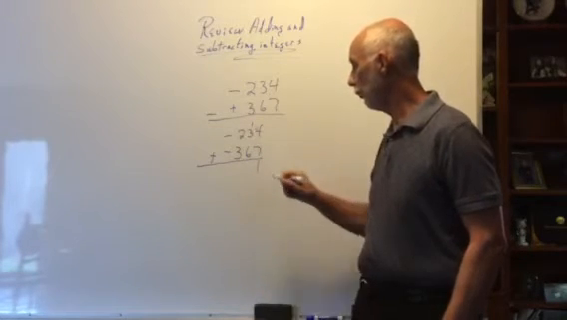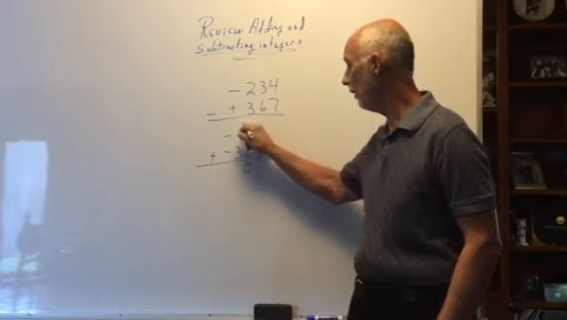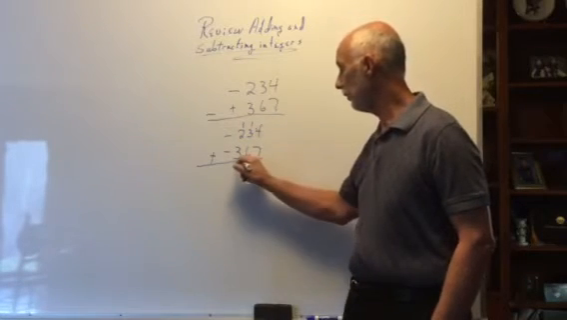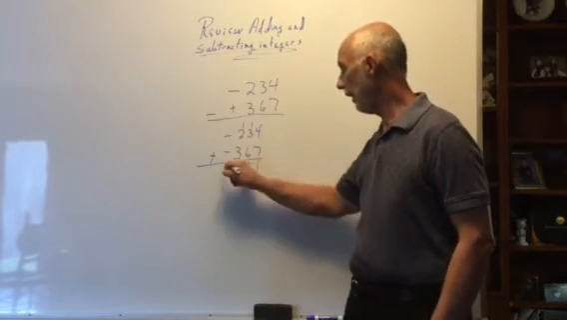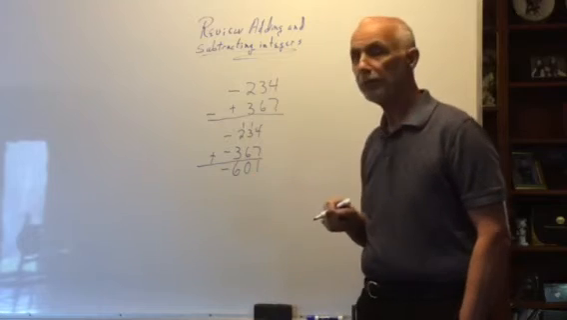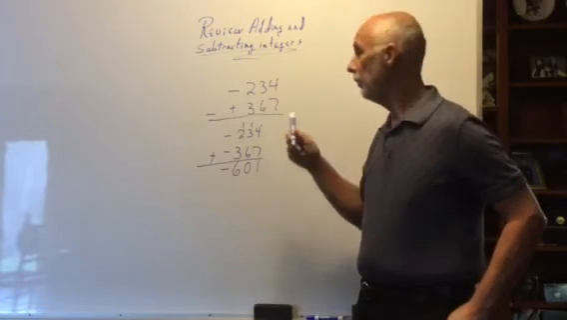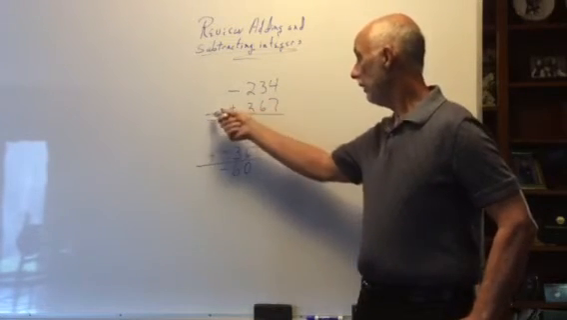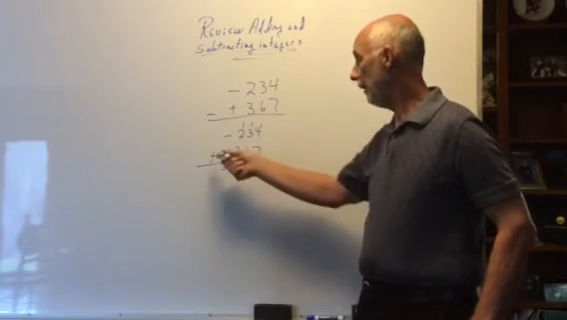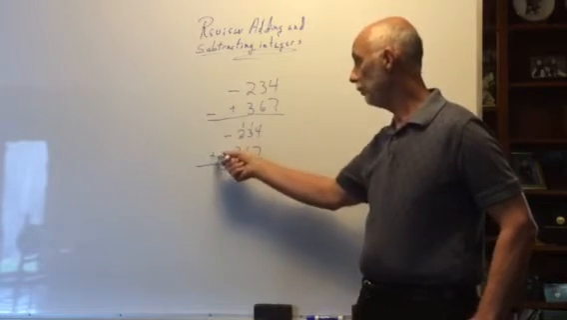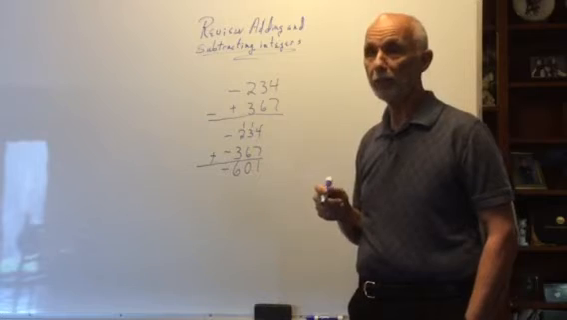1 plus 3 is 4 and 6 is 10, carry your 1. 1 plus 2 is 3 and 3 is 6. And bring down the negative sign. And again, you're using the integer rule for subtraction and the integer rule for addition in this problem.